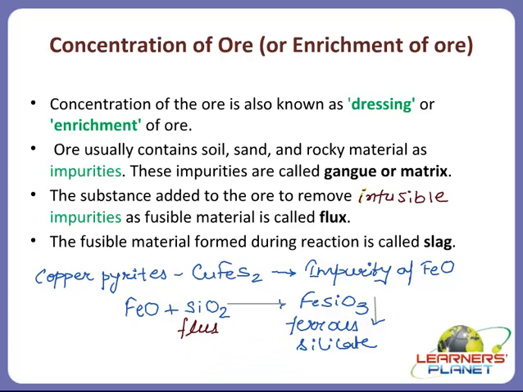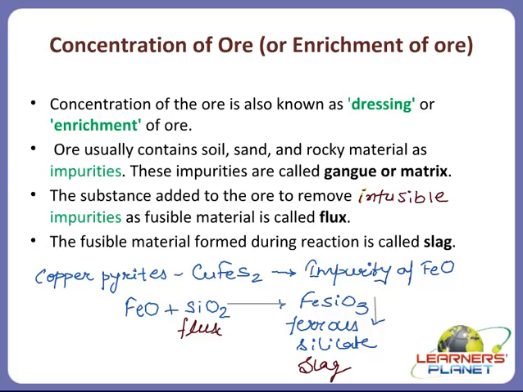So this is flux. That is, what is flux? Which is added to remove what? To remove ferrous oxide. And the substance which is formed is called slag. So why is flux used? Flux is used to remove infusible impurities as fusible material.